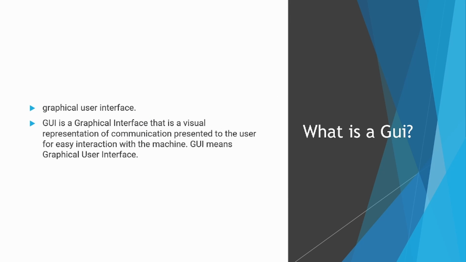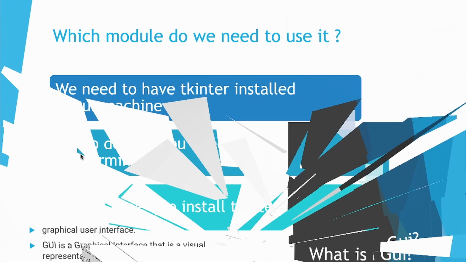What is a GUI? GUI is graphical user interface. GUI is graphical user interface that is a visual representation of the communication present to the user for easy interactions with the machine. GUI means graphical user interface.